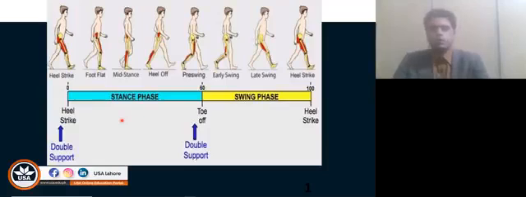Now we will talk about the swing phase. The swing phase usually occupies approximately 40% of the gait cycle, and it is composed of three periods. The initial swing lasts from 60 to 73% of the stride, about 1/3 of the swing phase, from toe off until the swinging foot is opposite to the stance foot.